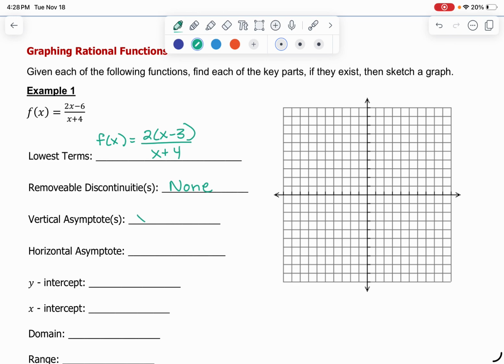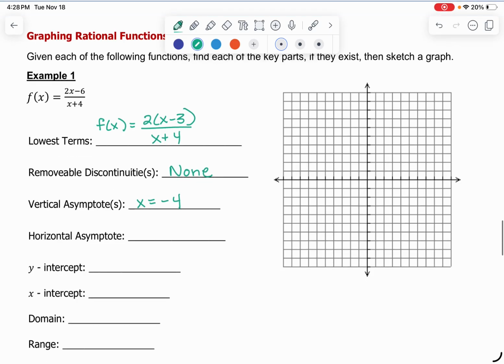Okay, there is a vertical asymptote at x equals -4, because that's the value that will cause the denominator to equal 0, and it's not removable. To find the horizontal asymptote, you're going to look at the degrees. The degree on top is the same as the degree on bottom. So your horizontal asymptote is going to be y equals leading coefficient over leading coefficient. So 2 over 1 is just y equals 2.